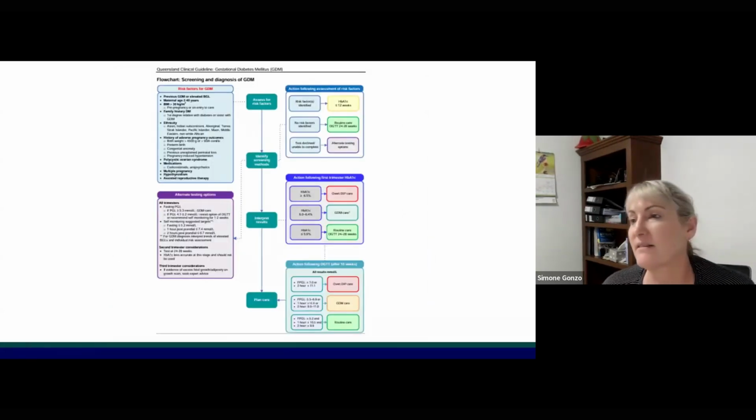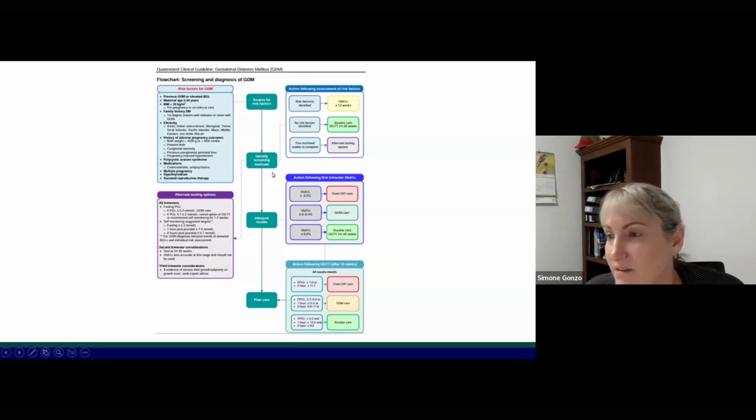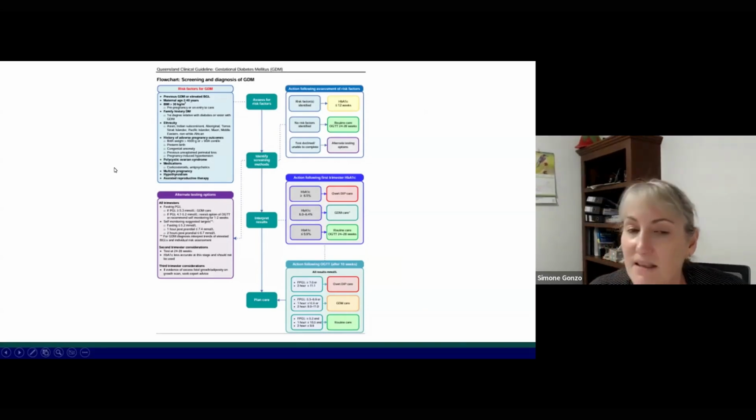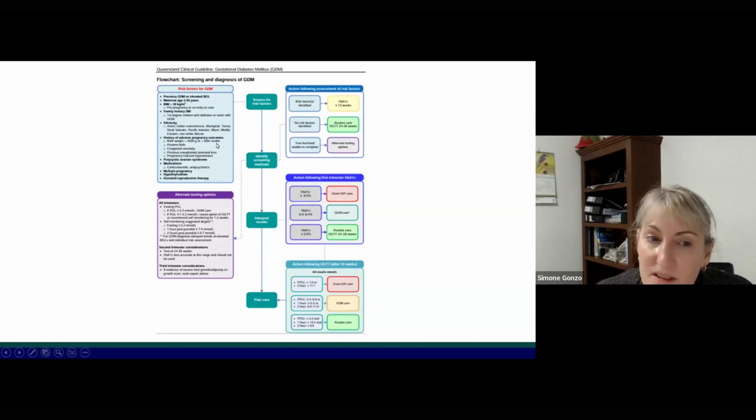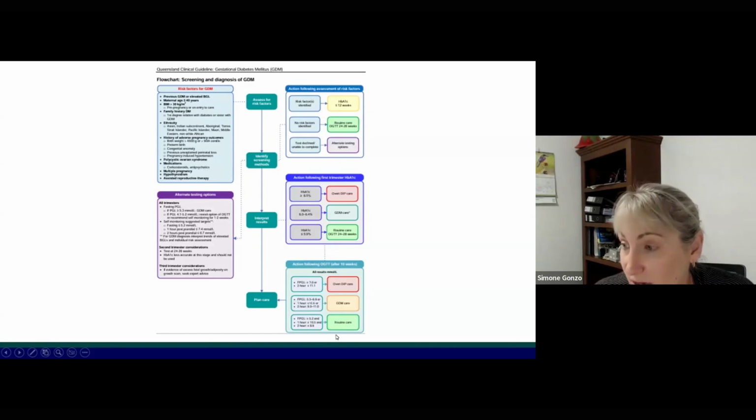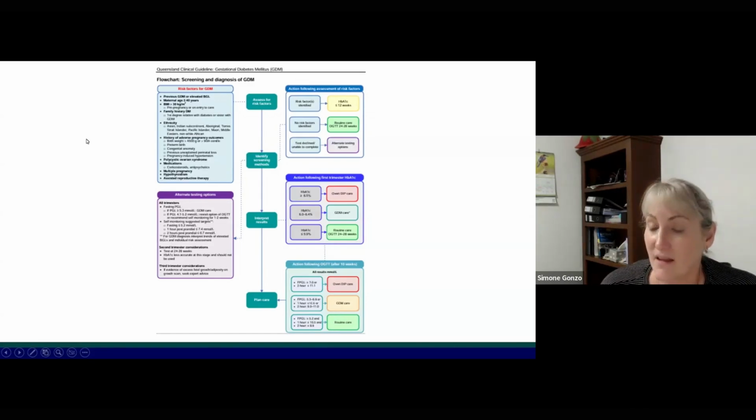So this didn't translate so well in terms of clarity, but this is just a screenshot of the Queensland Health flowchart, and you can access this in much clearer form with the resources. It's actually quite a good resource, and it gives us the risk factors, alternative screening options, what we'll be doing, where we'll be doing it, and how we then stream them in terms of their overt DIP and GDM as well.